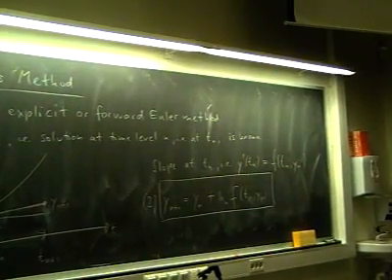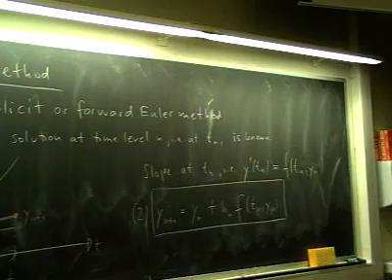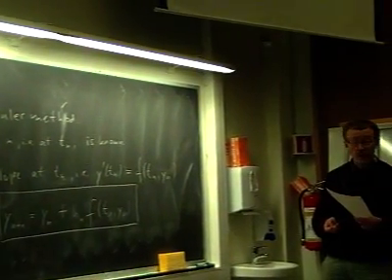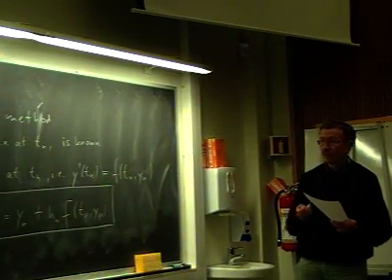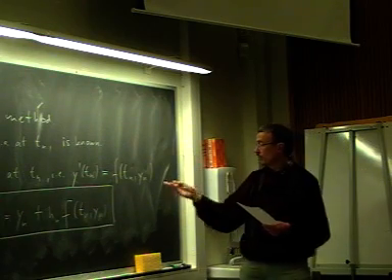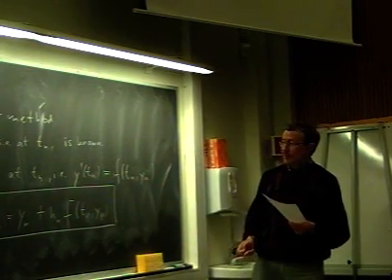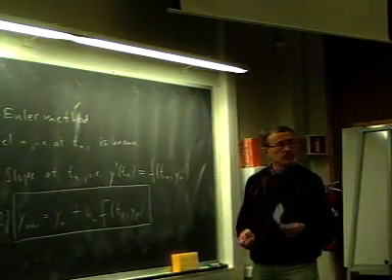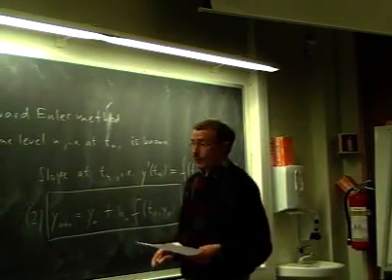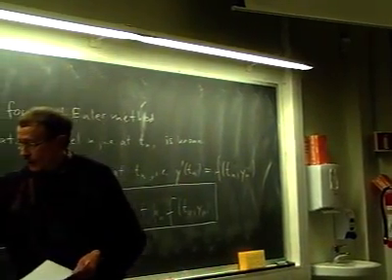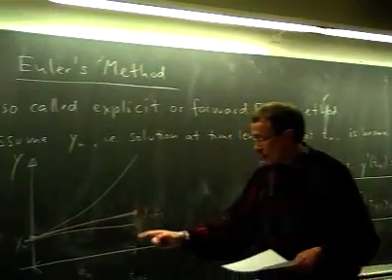So the recipe is starting from the solution that we have at time level n, using the slope there, and just using that to get from the time level n to the time level n plus 1.